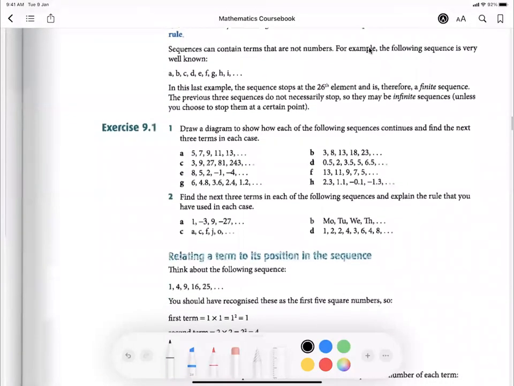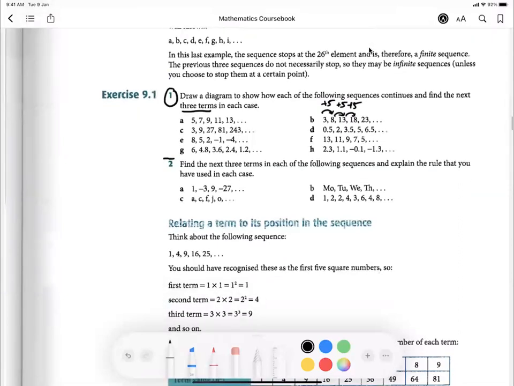And then, for example, this one here is very easy to understand. You draw a diagram to show from one to another what is the rule. You just need to write plus 5, plus 5, plus 5. Then your rule is plus 5, and then you need to list out the next 3 terms. However, for number 2, a lot of people will ask questions on how to do it. They just ask you to explain the rule. So if it's Monday, Tuesday, Wednesday, Thursday, then what's the next day and so on. So your explanation will be days of the week.